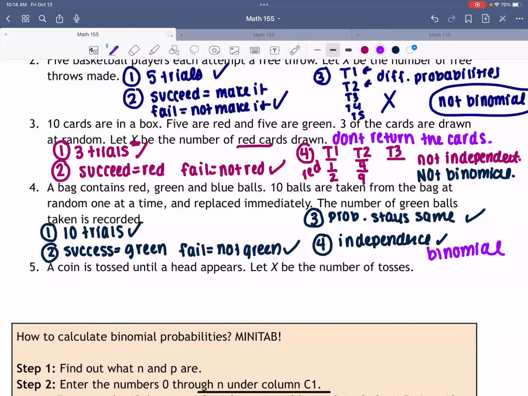Let's do one more. This time we have a coin, okay? I'm going to toss this coin until a head appears, and X is not the number of tosses, it's the number of heads that you get. Okay. All right.